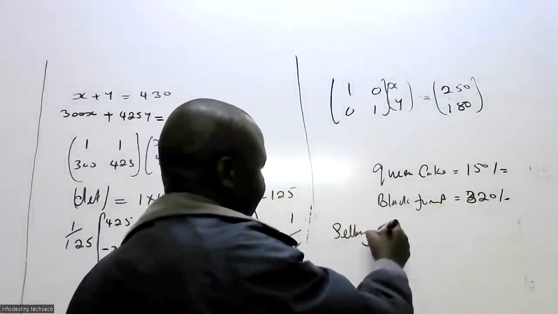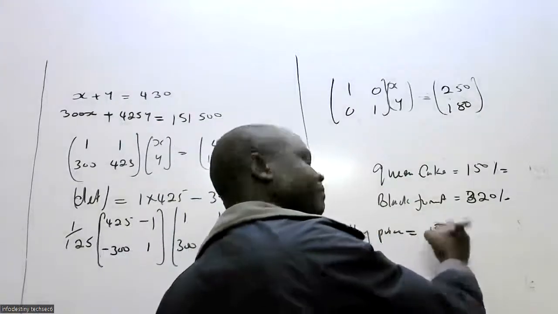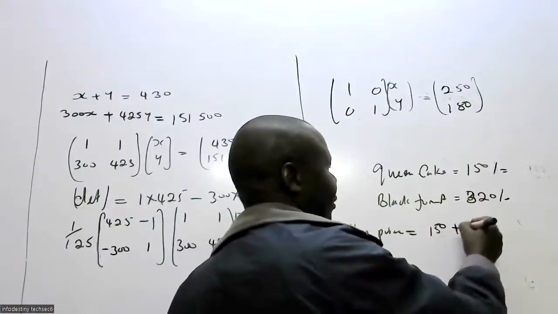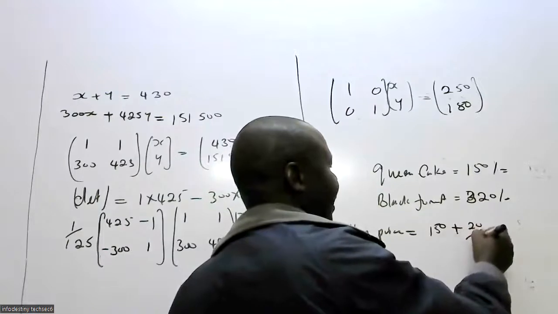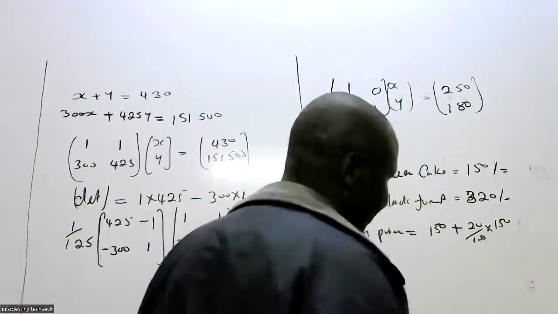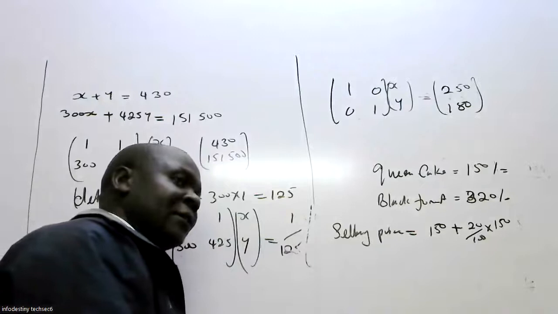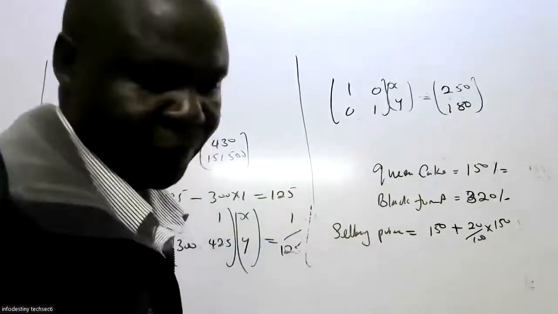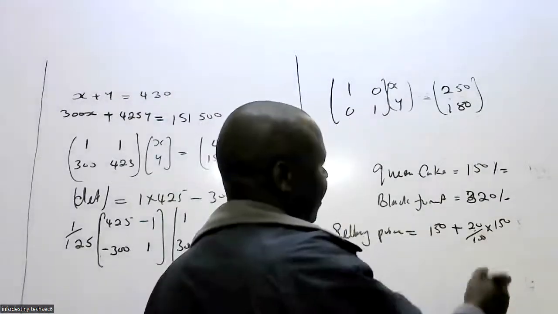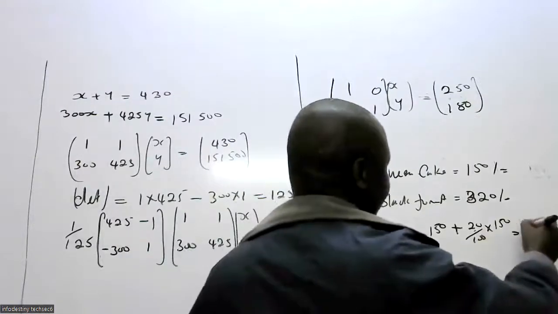selling price will be equal to 150, that is for queen cake, plus 20 over 100 times 150. 150 plus 20% of 150, because that's a markup, not a budget. Here is a markup. So that's going to give us what?